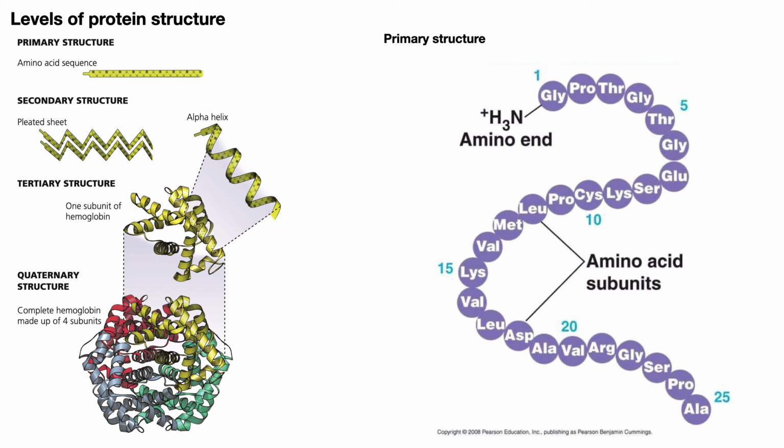So from this, we get this bead on a string structure that I showed in that little simulation, as well as was shown on the right side of this figure. But this is only the very first level of protein structure. This is what we call its primary structure. So the primary structure is only the sequence of amino acids.